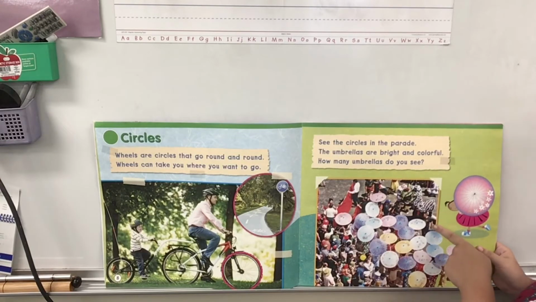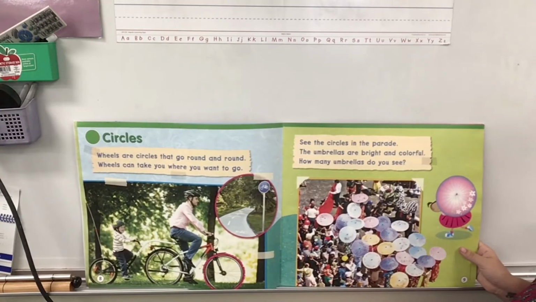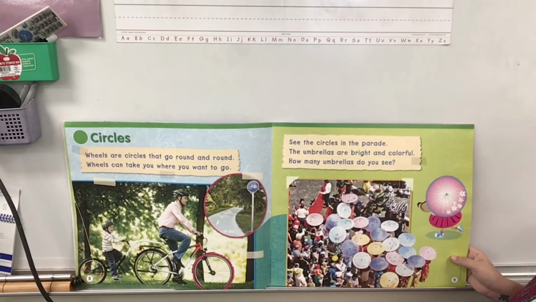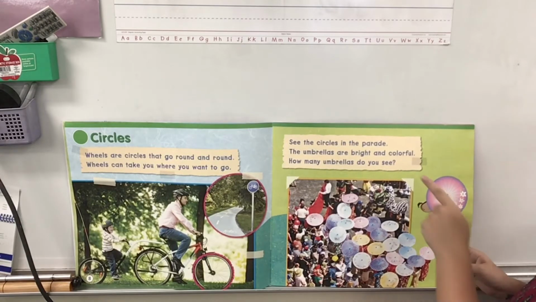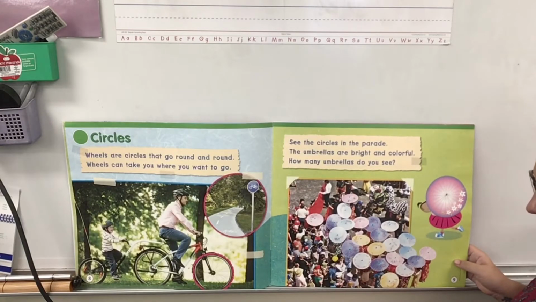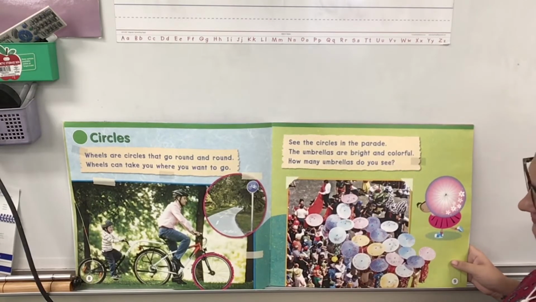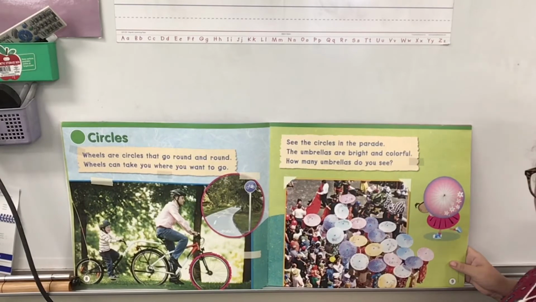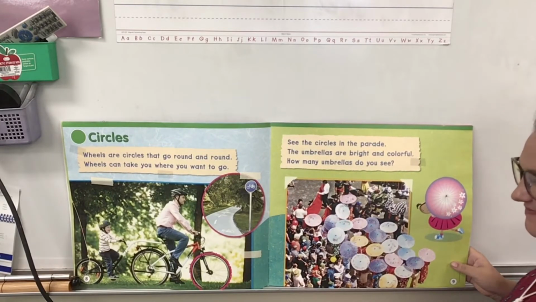See the circles in the parade? The umbrellas are bright and colorful. How many umbrellas do you see? Wow, there's a lot of umbrellas. Is there a way that we could figure out the answer to our question up here that we read by looking at the picture? Maybe we could count how many umbrellas are in the picture. Let's count. If you want to count with me, get ready.